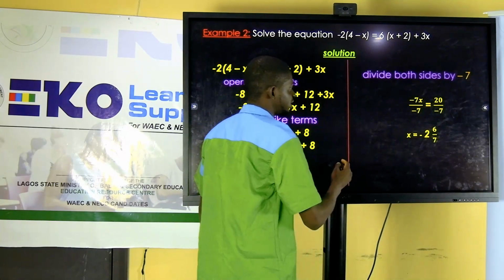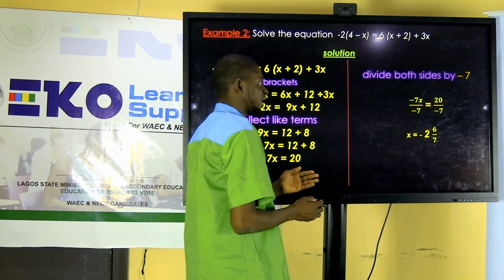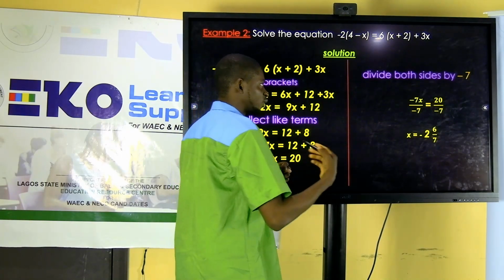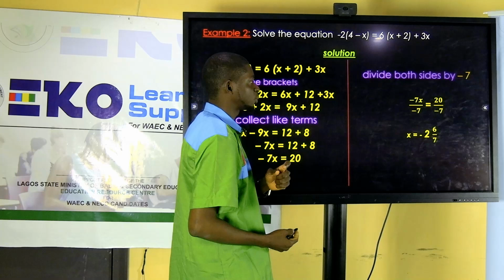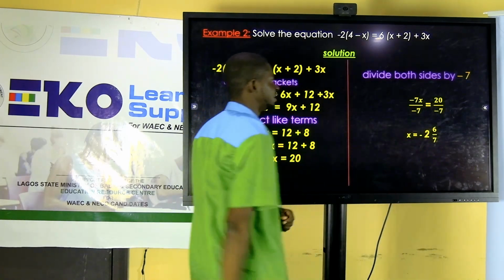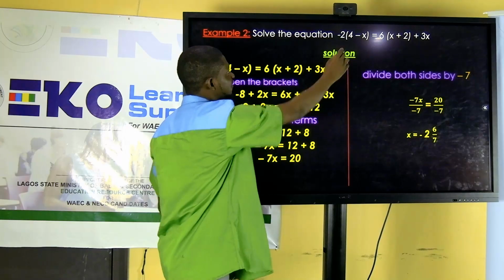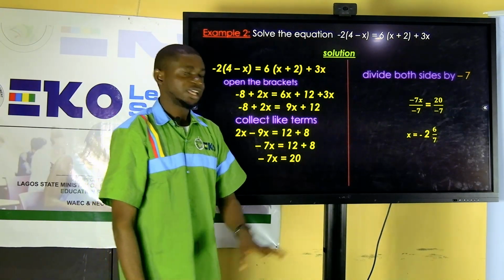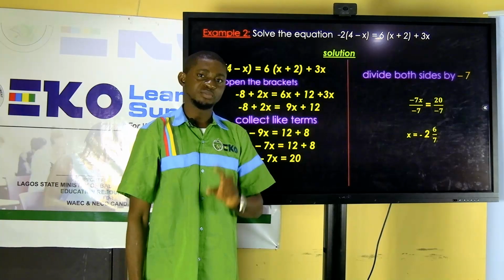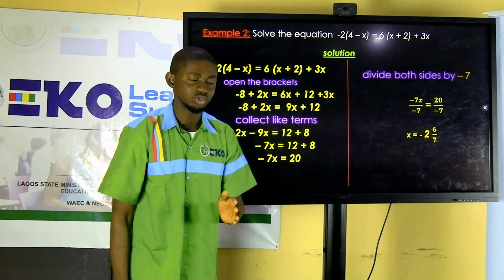7 can go in 20 2 times, remainder 6. 7 times 2 is 14. So for 14 to complete 20, there is 6 left that is not up to 7. So we have it in this manner. And that is the value of x that satisfies this given equation here. Remember, for a linear equation of one variable, we have just one unique value of x as the solution.